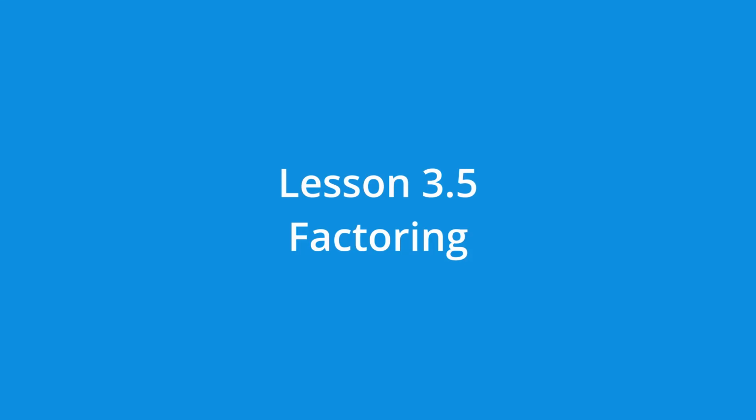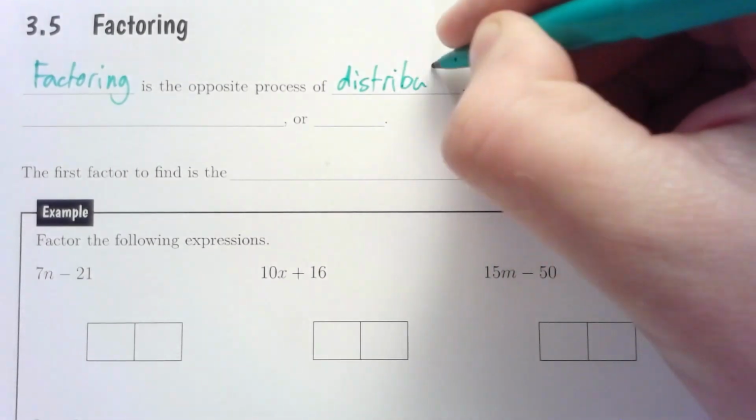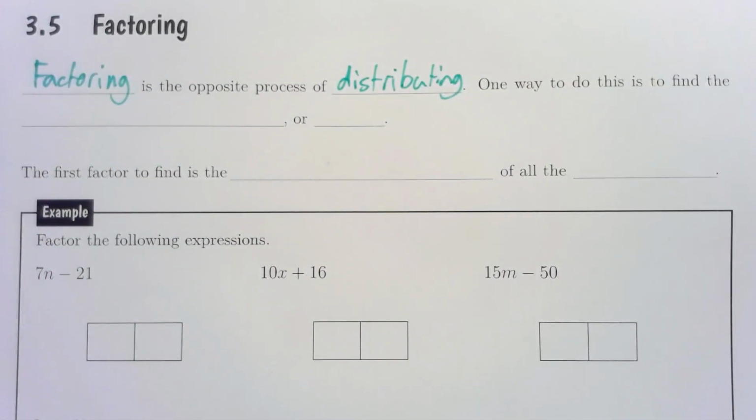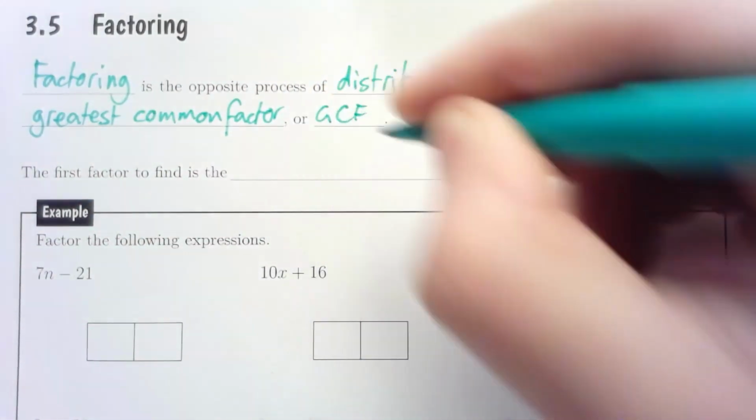In today's lesson, we're continuing to look at different techniques for finding equivalent expressions. Now, today's technique is called factoring, and you'll find that the way we approach it is very similar to what we've just learned recently. So factoring is the opposite process of distributing. One way to do this, and the way we'll look at today, is to find the greatest common factor, which we can abbreviate as GCF.